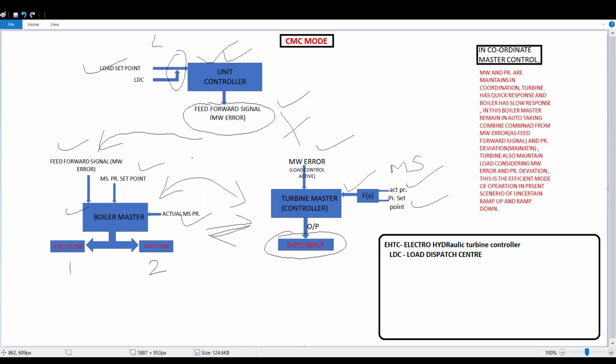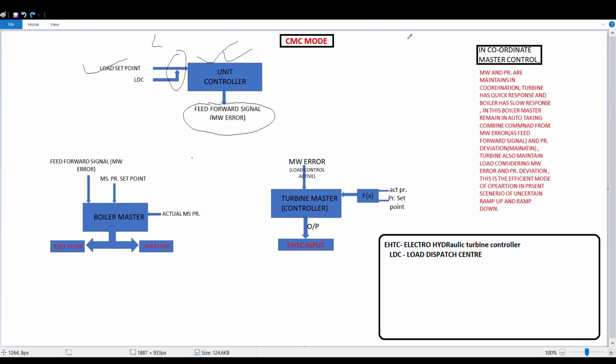So this one is fed to the ESTC input, and in ESTC that will open the control valves of the HP turbines and the IP turbines, and that will increase the load. So we will discuss the ESTC in our upcoming videos. This is a whole overview of the CMC mode, because the two controllers are working in synchronism, and both are driving different things. This one is driving this turbine, and this one is driving this boiler.